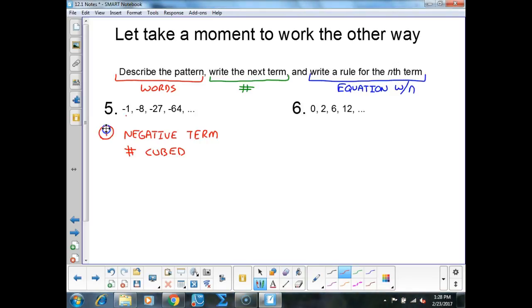So this is the first term, right? First term would be negative 1 cubed, which is negative 1. That's the second term, so negative 2 cubed is negative 8. Third term, negative 3 cubed is negative 27. Fourth term, negative 4 cubed is negative 64. So have we found a pattern that fits?